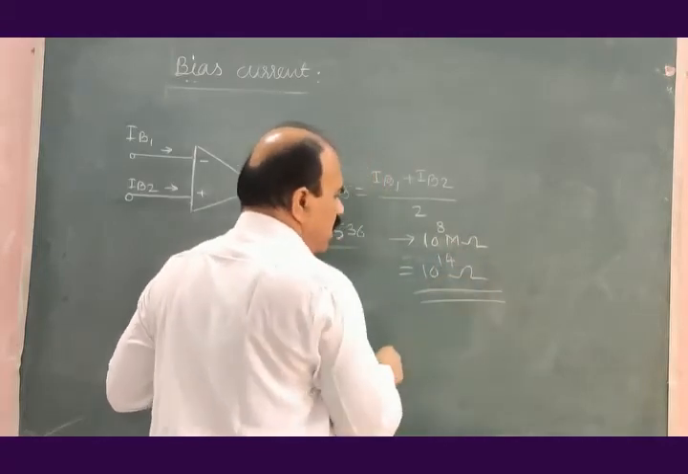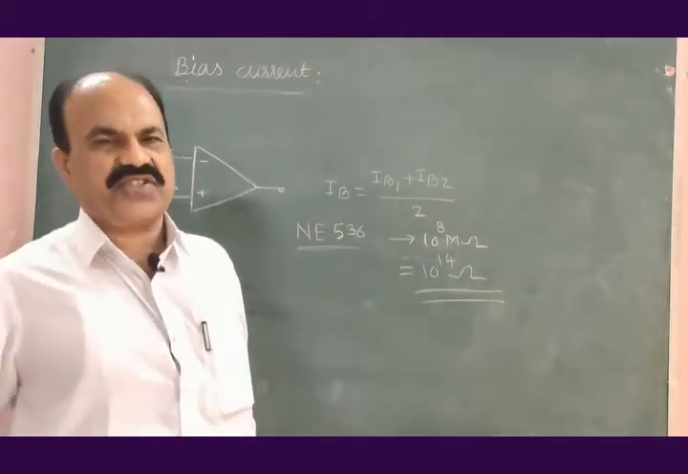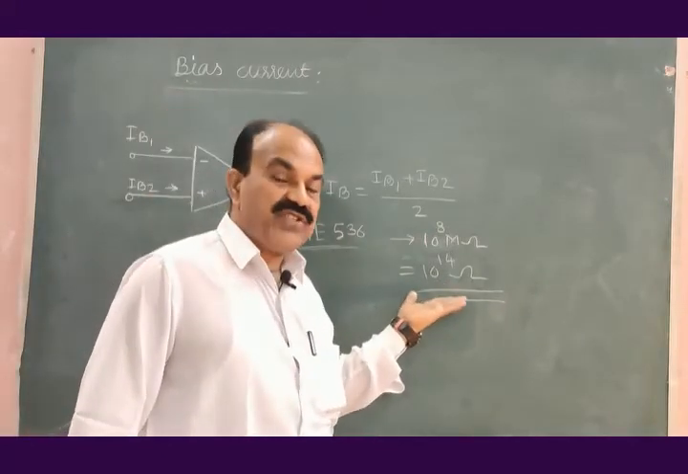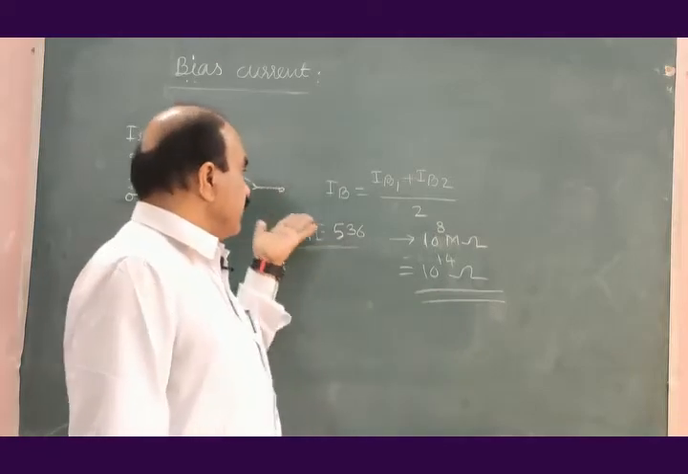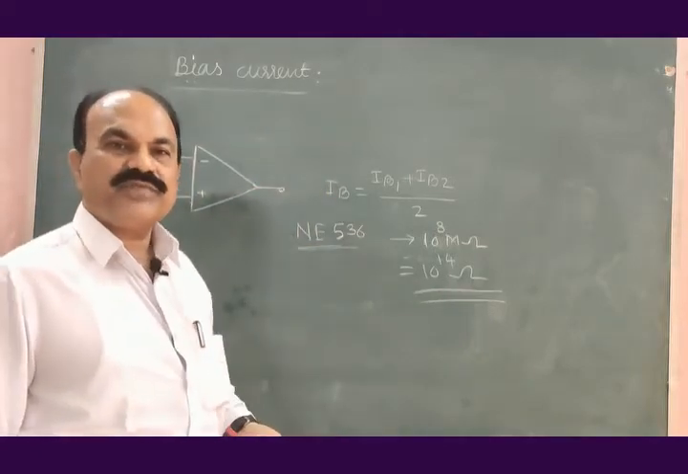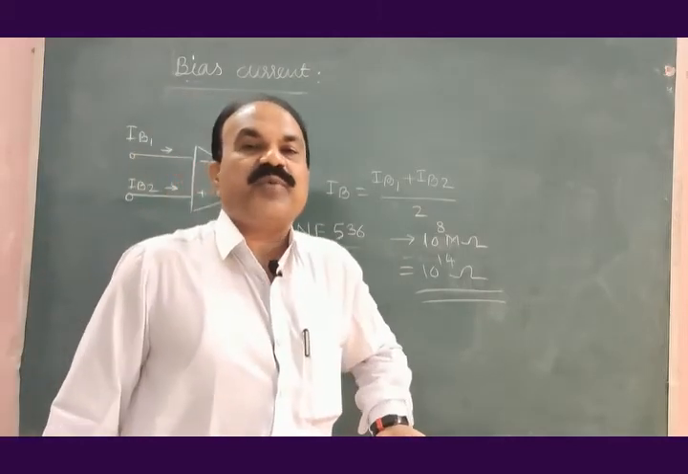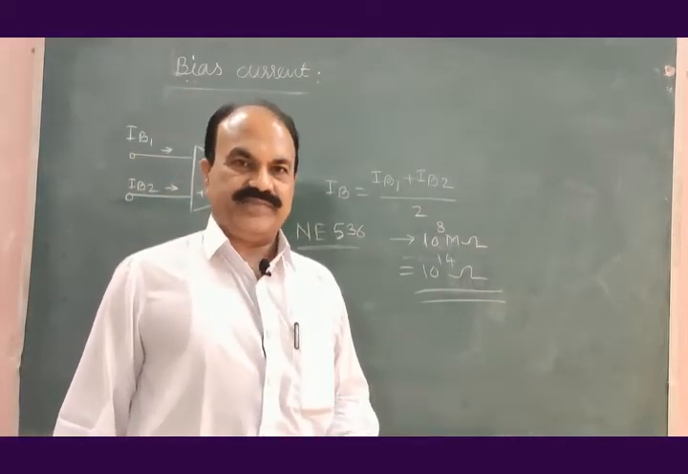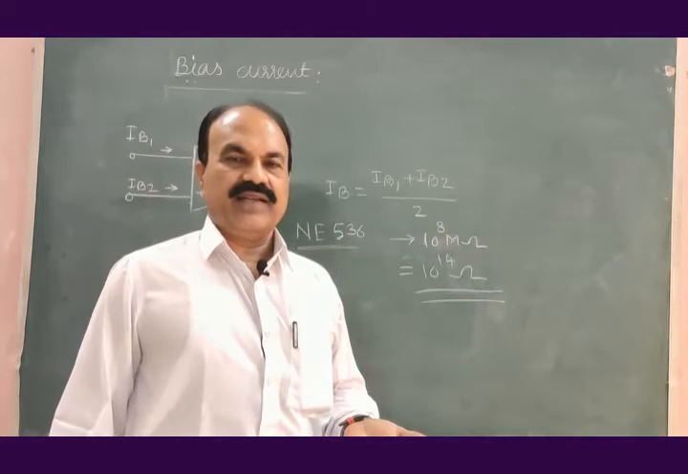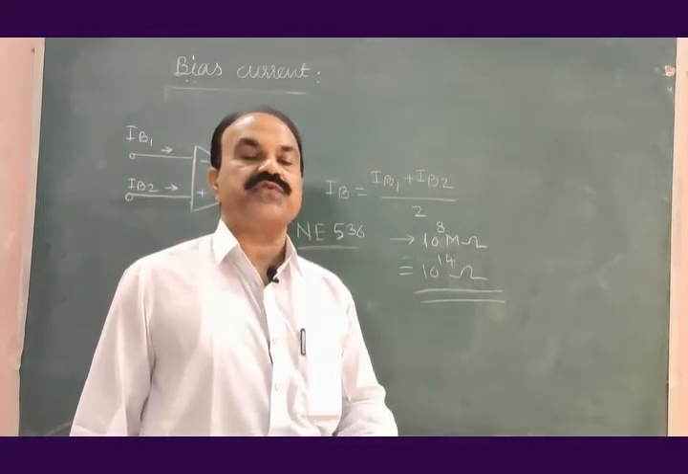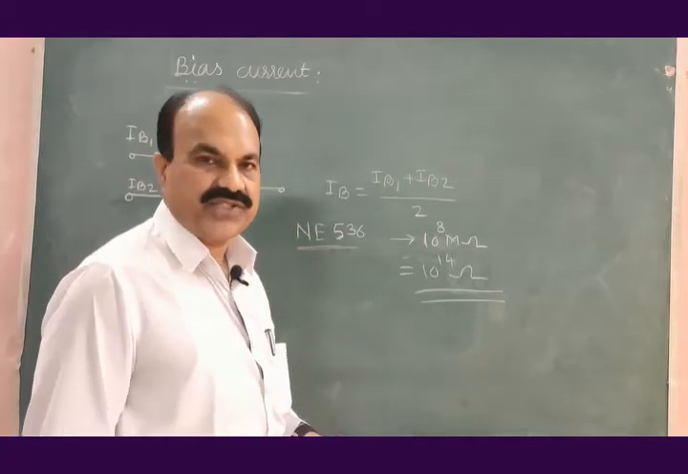ohm, too large, very large. If input impedance is of this value, the bias current will be very small, and the operational amplifier will be a good quality operational amplifier. Such operational amplifiers will be preferred and used for various applications.